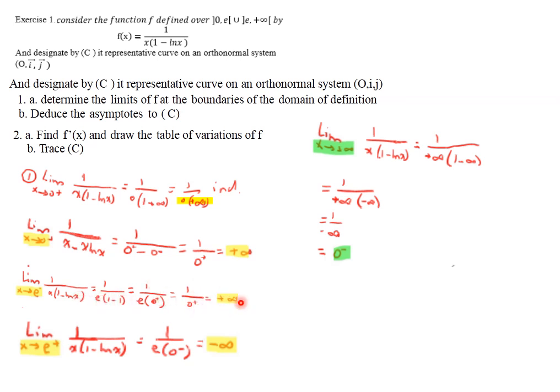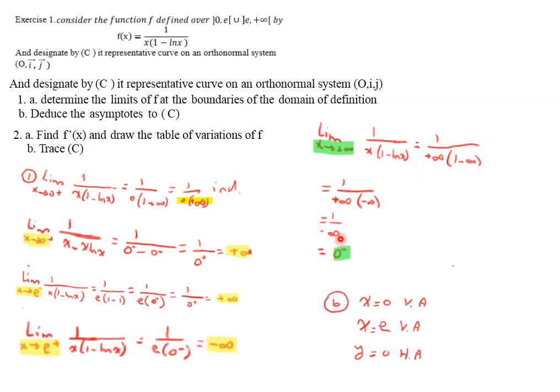How many asymptotes do we have here? When x tends to 0, we get plus infinity, so x equals 0 is a vertical asymptote. When x tends to e, we get plus infinity, so x equals e is a vertical asymptote. And when x tends to plus infinity, we get 0, so y equals 0 is also a horizontal asymptote. So here we have 3 asymptotes.